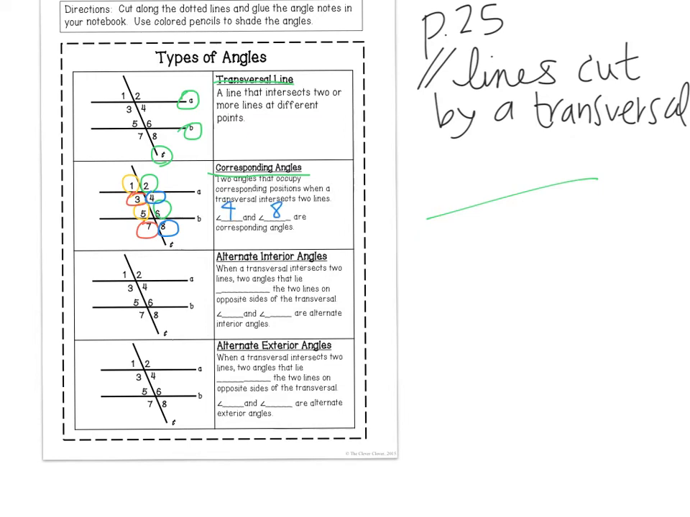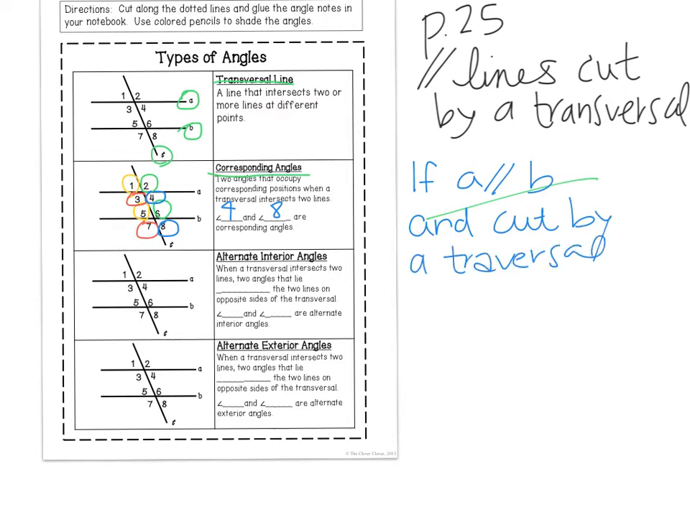All right? And corresponding angles are equal to each other. Okay? So corresponding angles are equal as well. They're congruent, as long as the 2 lines are parallel, right? So the theorem says if A is parallel to B and cut by a transversal, the corresponding angles are equal. So you can write that on the side. The corresponding angles, that's how you write angles, are equal.